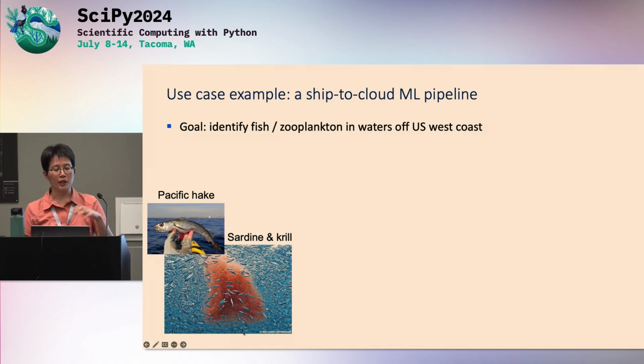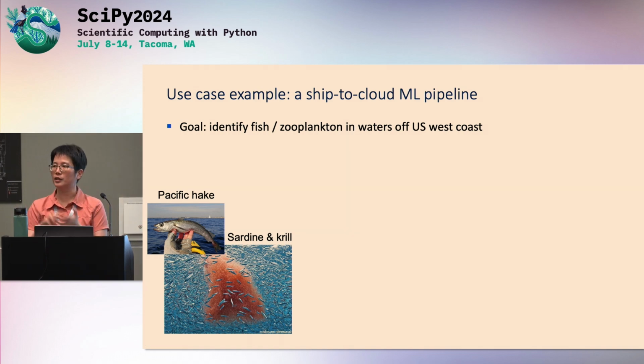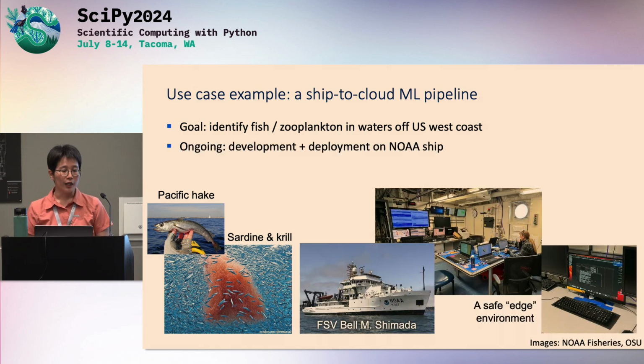In the future, we want to scale to other types of animals in the West Coast waters, like sardine, anchovy, krill, herring, these different types of animals. It is ongoing. The ship is actually out at sea right now, so we're working on it right now. So we have this development and deployment cycle right now.